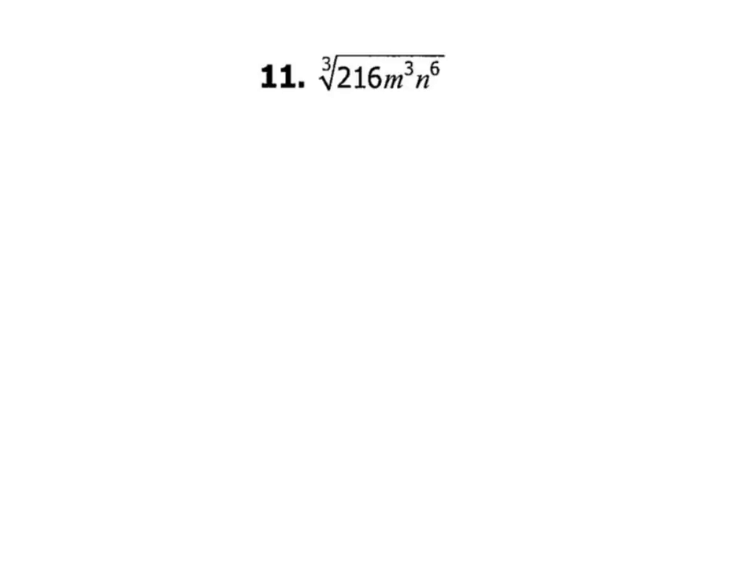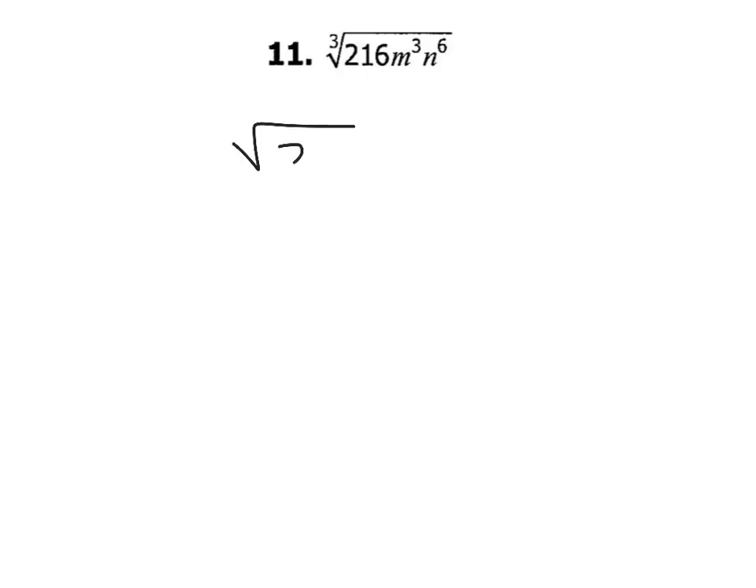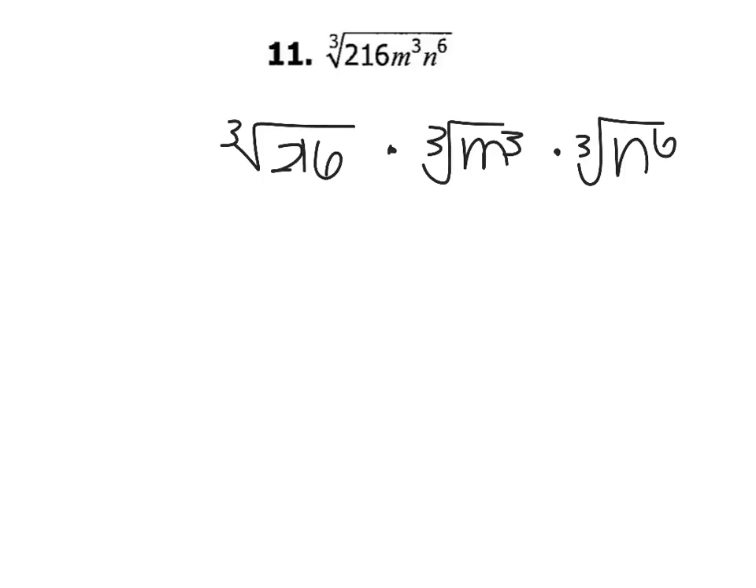So what we want to do is first take the cube root of 216. We know that's 6, because 6 to the third power gives us 216. So we can take the cube root of 216, and then we can take the cube root of n to the third times the cube root of n to the sixth. So we want to break this down into 3 separate parts. All right, another way of doing it.